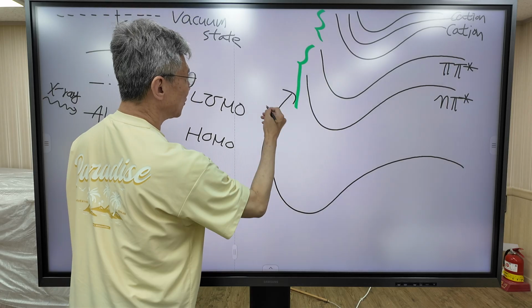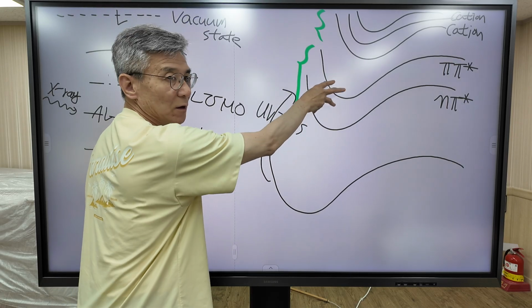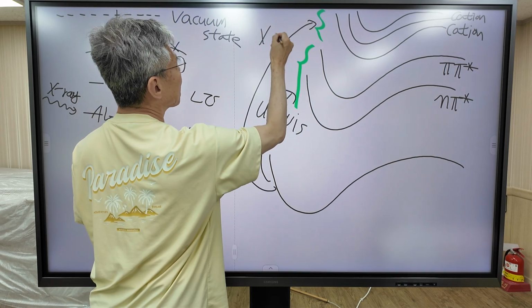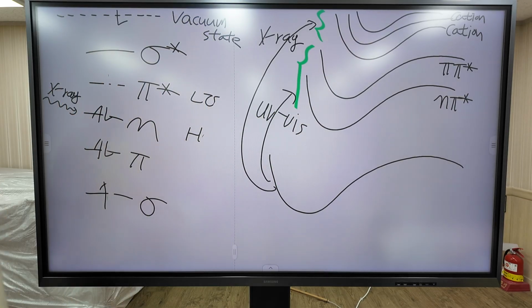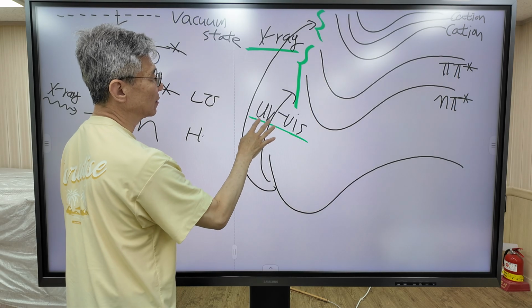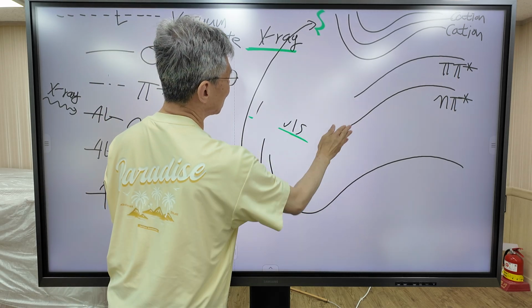We are going to use UV visible to reach the neutral state. We are going to use X-ray to reach a cation state. Now, today's topic is X-ray. This is the next section. So we are going to consider only X-ray transition.